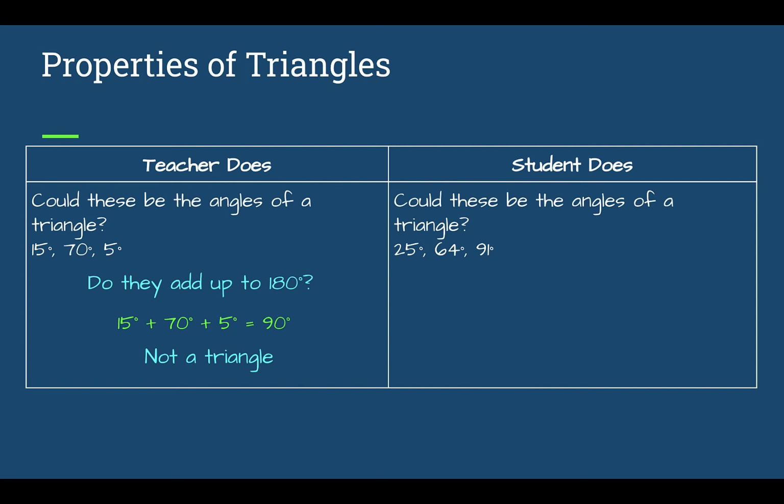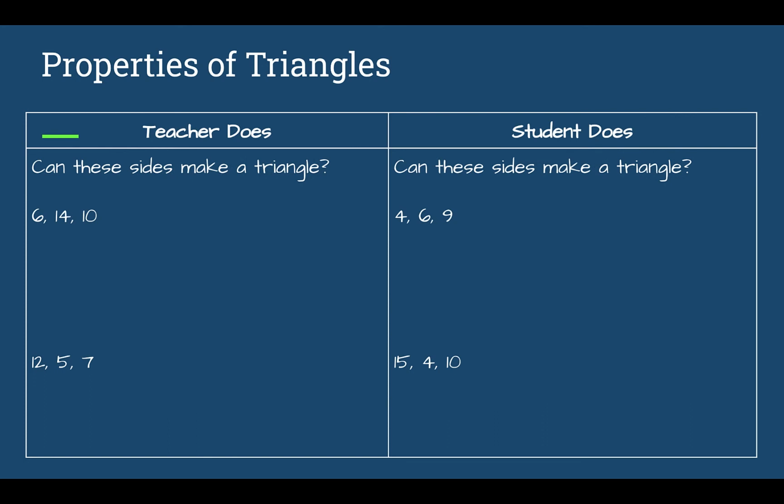Pause the video and see if those three angles could be a triangle. Let's check. If we add them together, we do get 180. It could be a triangle.